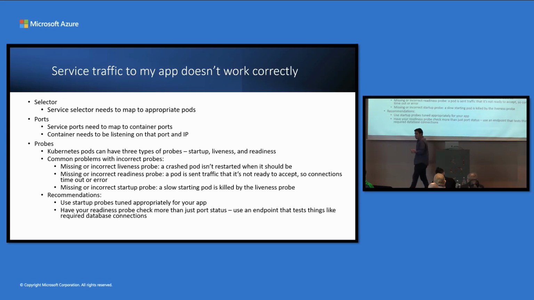Let's go a little bit into networking and what happens when your traffic, app to app, inside to your app, whatever it might be, doesn't work correctly. It could be a number of different reasons. It could be the selector is wrong. A penny for every time I made a typo on the selectors.